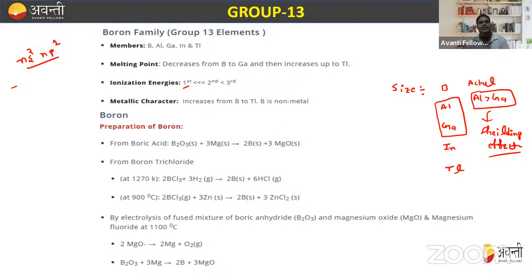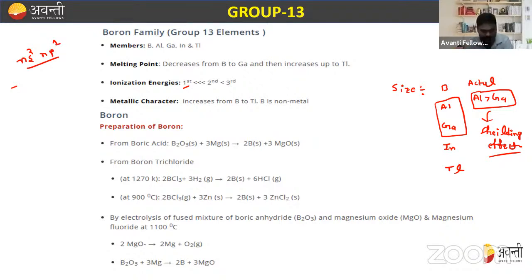Now, if I'm talking about the metallic character, it increases from boron to thallium, because boron is a non-metal and thallium is a metal. So the metallic character increases down the group, and the non-metallic character is just the opposite, increasing as we move up toward the top of the group. Boron is the most non-metallic and thallium is the least non-metallic. These are some basic properties of the boron family: size, ionization enthalpy, melting point, and metallic character.